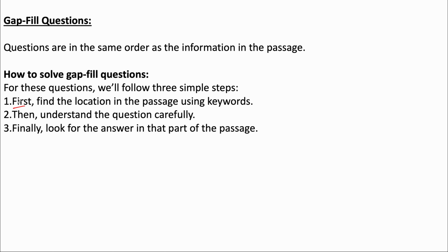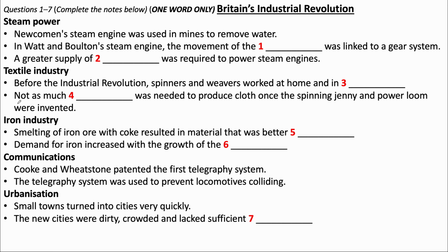Because the answers are in order, you can focus on one question at a time. No need to read all the questions at once. Let's start by finding where the answers might be. The questions mention names like Newcomen, Watt, Bolton, Cook, and Wheatstone. These are easy to spot in the passage. You can scan for these names to find the location of the answer.